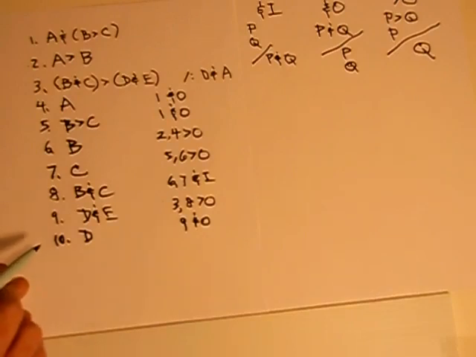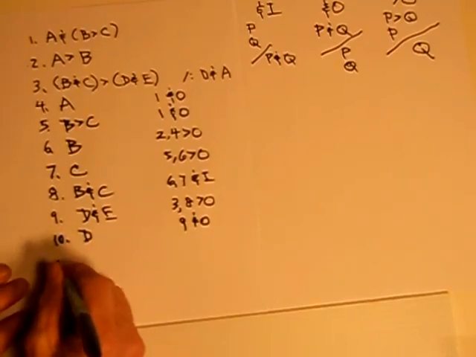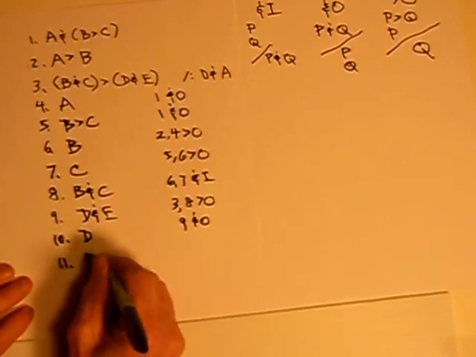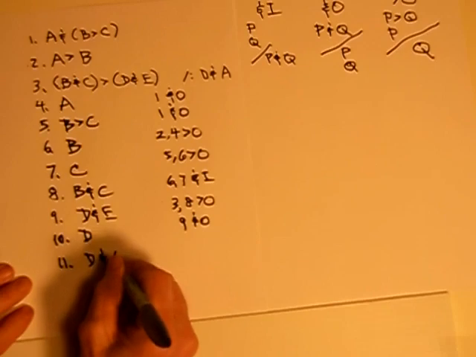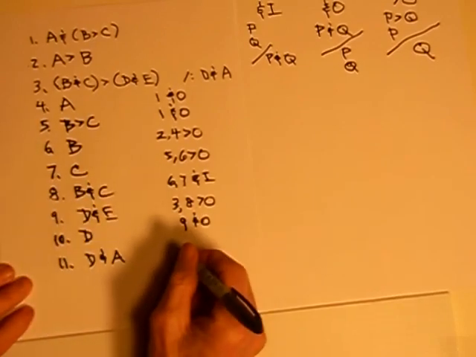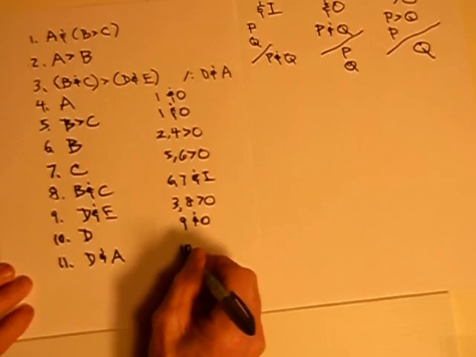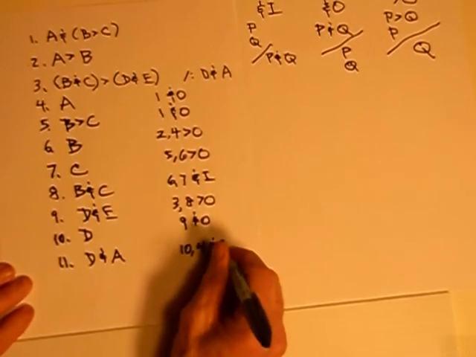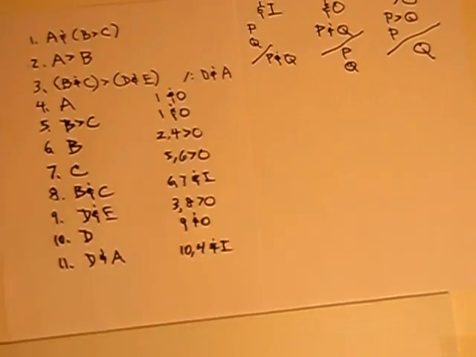and D and A gives us the conclusion, D and A from 10, 4, and in. And we're done. A valid argument.